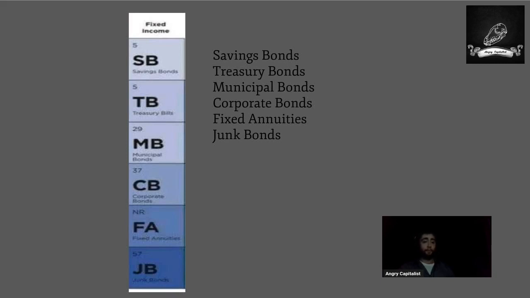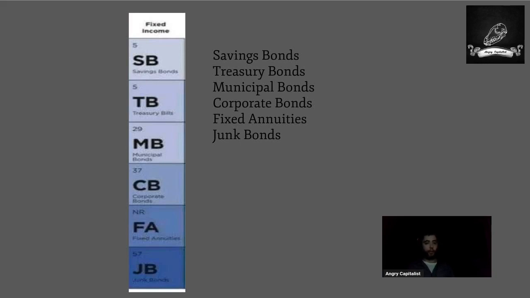But back into it. So first off, we've got savings bonds. Now, savings bonds, once again, this is a bond that a bank issues to help fund their lending operations. So this bank will issue bonds, and they have various maturity terms attached to them, and they have various yields.